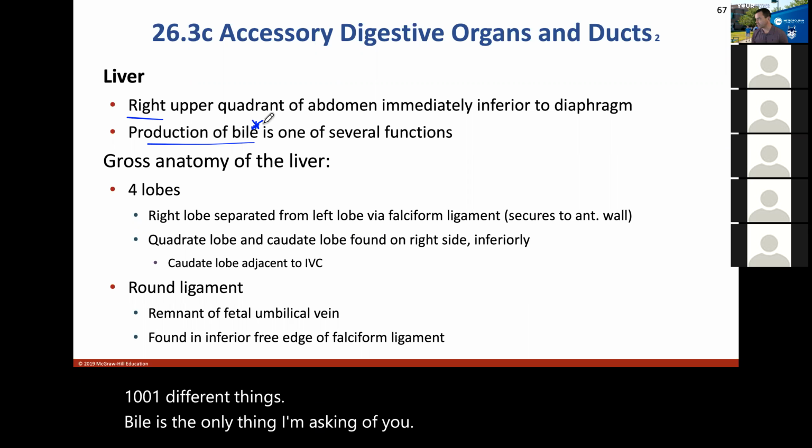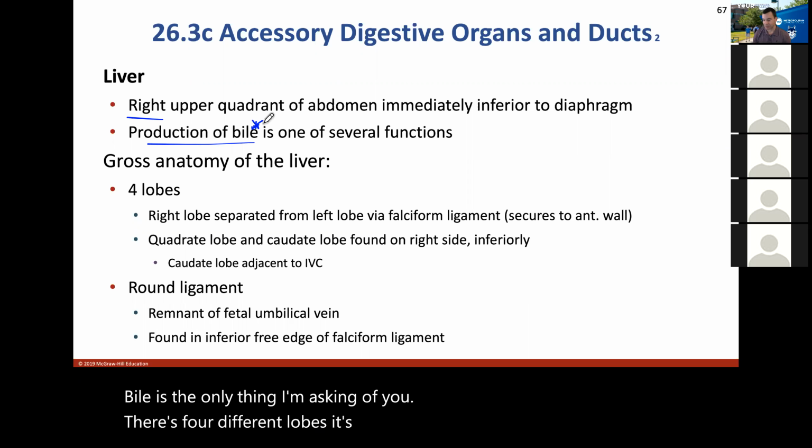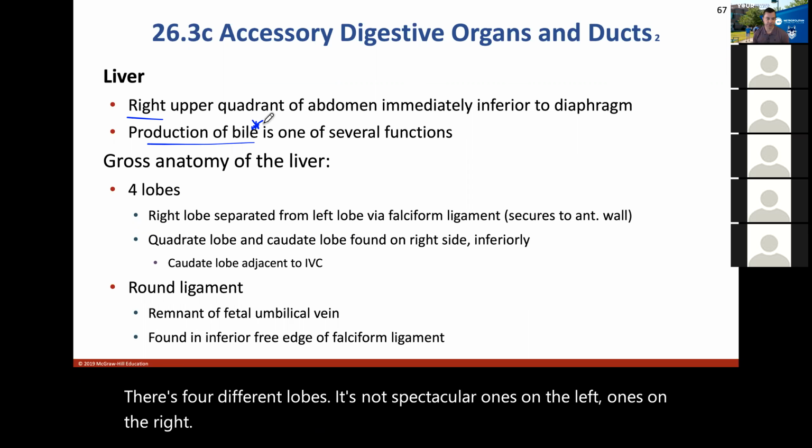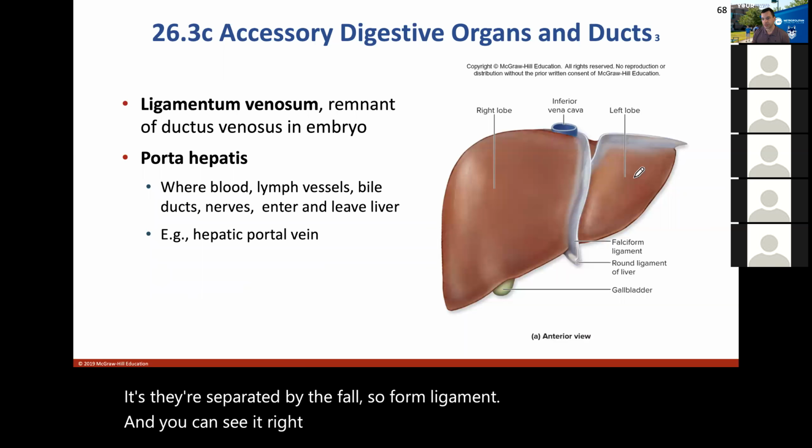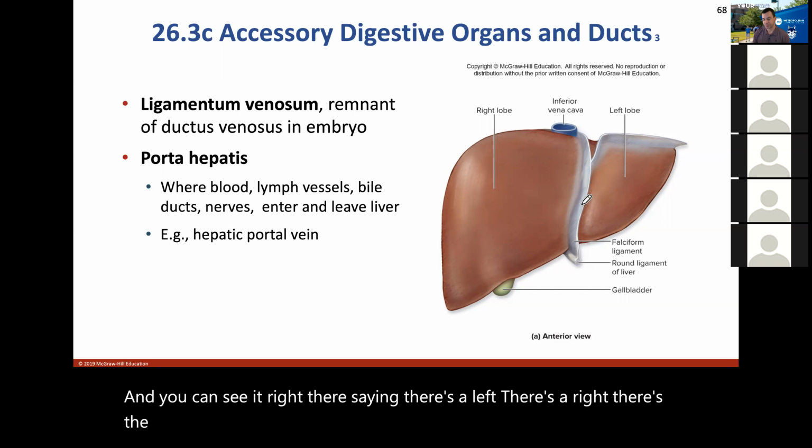There are 4 different lobes. It's not spectacular. One's on the left, one's on the right. They're separated by the falciform ligament, and you can see it right there. There's a left, there's a right, there's the falciform ligament. Unspectacular. There's the round ligament. You can see it right there.